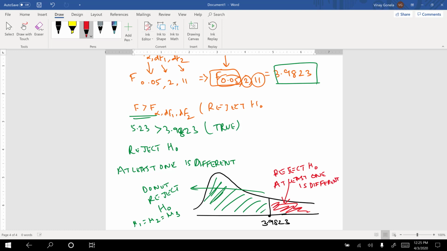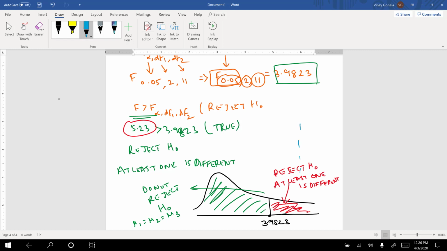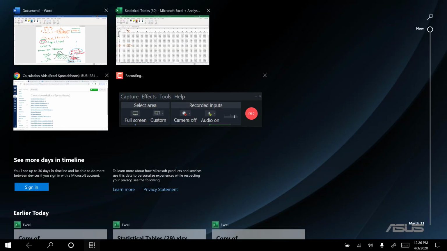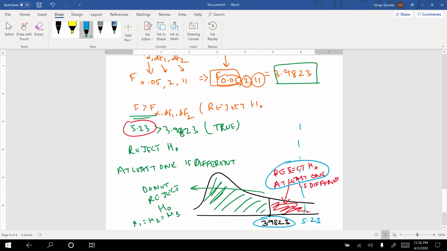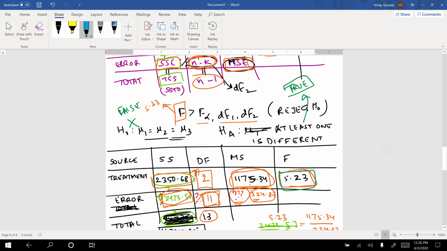When I look at my F value 5.23, where does it lie? It would be on the right side of 3.98, somewhere here. So it falls under reject H null. That means at least one is different. This is how you will be solving these problems. But I can also use our calculation aids, so let's see if we can solve this using them.